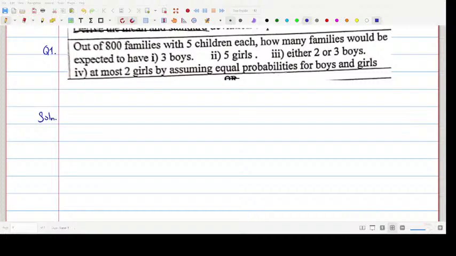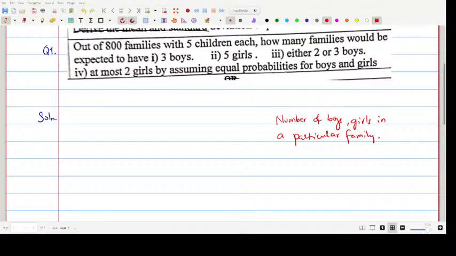Okay, so I think some kind of miscommunication happened. Technical. Okay, so the main variable here is the number of boys, or girls, in a particular family, right? In a particular family.